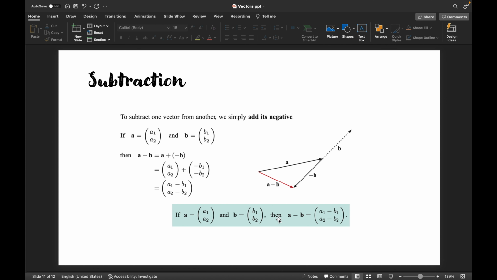And therefore, we just have to subtract a1 minus b1 to find the x component, and we have to do a2 minus b2 to find the y component. That's all. It's very simple. And now let's look at the diagram. If this is b, this would be negative b, because it has the same magnitude but opposite direction. And this would be a, and a minus b is a plus negative b, and therefore this would be a minus b.